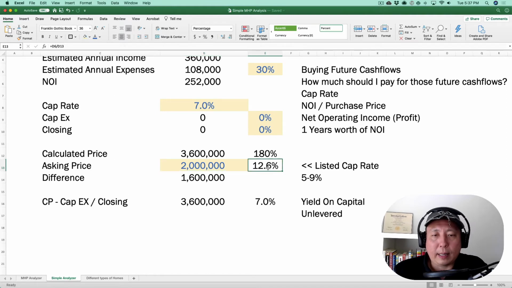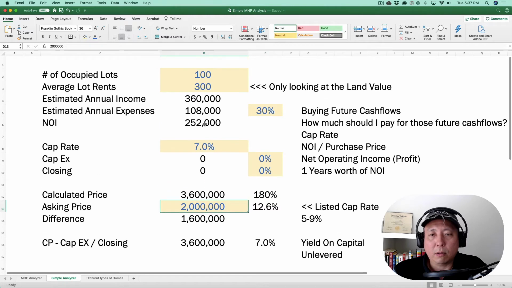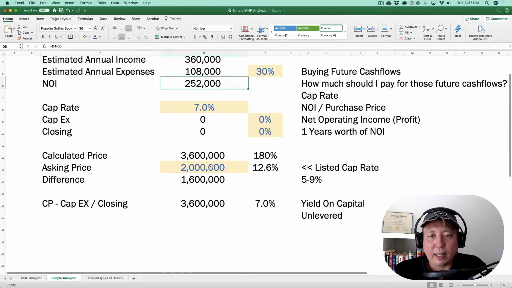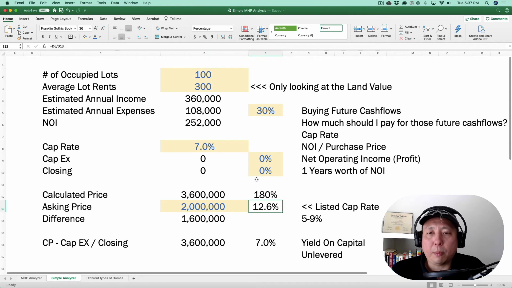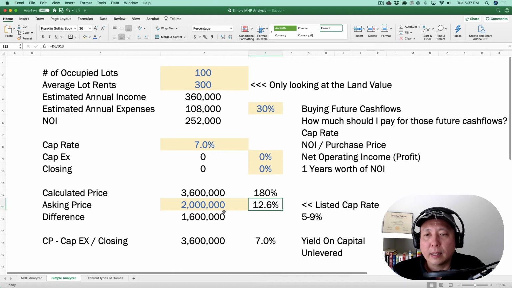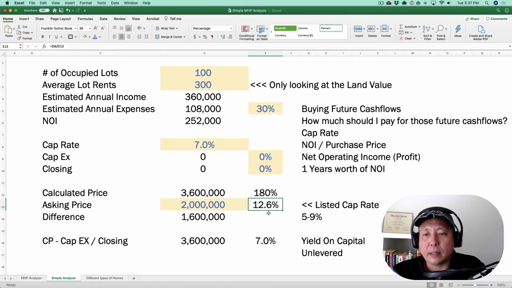This cap rate that they're offering this park for at $2 million, with $252,000 NOI, is actually a 12.6% cap rate. So that's a much higher cap rate than what we're looking at. Keep in mind that there's a lot more attention and competition in the space, and so seeing double-digit cap rates is not as common as it might have been in the past. Typically, listed deals are going to trade at between a 5 to 9% cap rate. So that's more in line with what the market is.